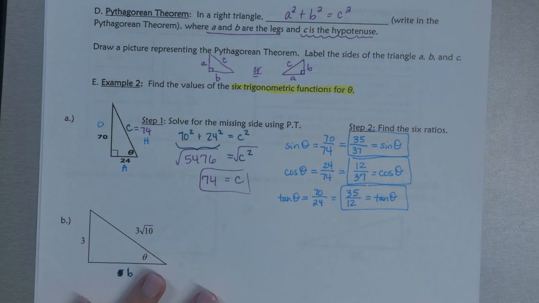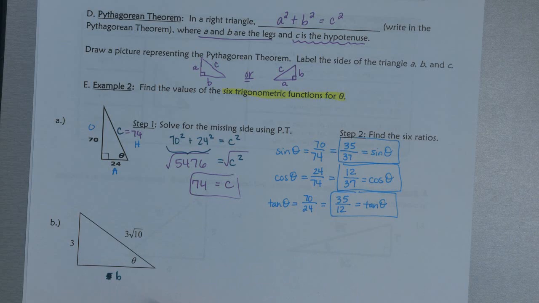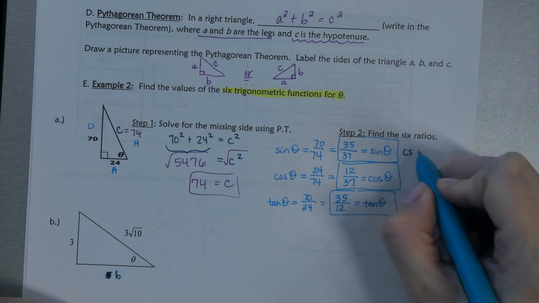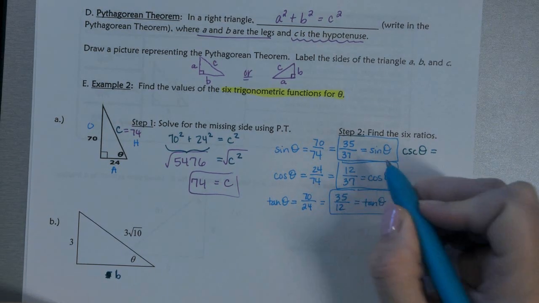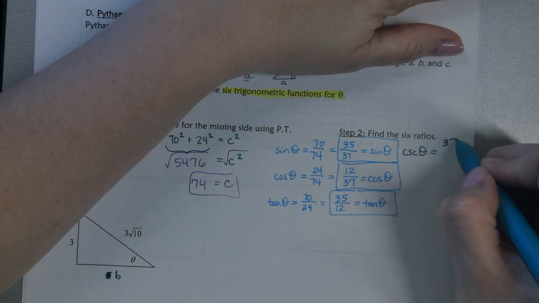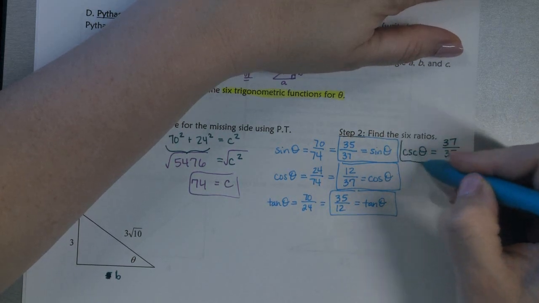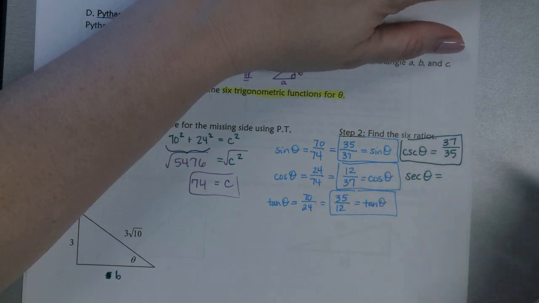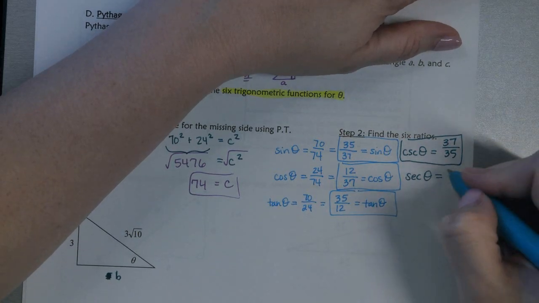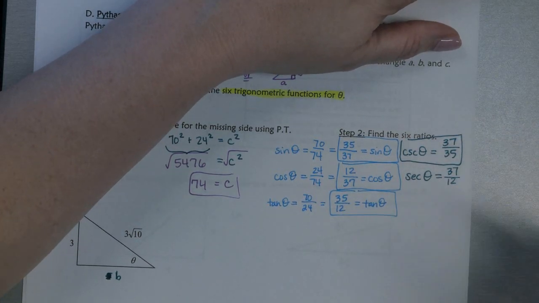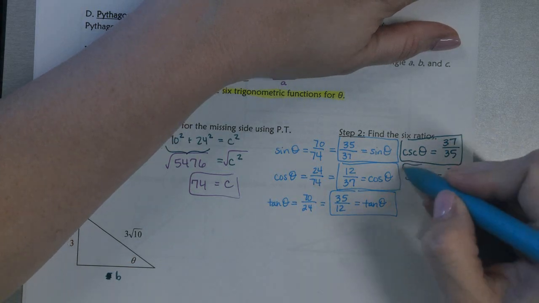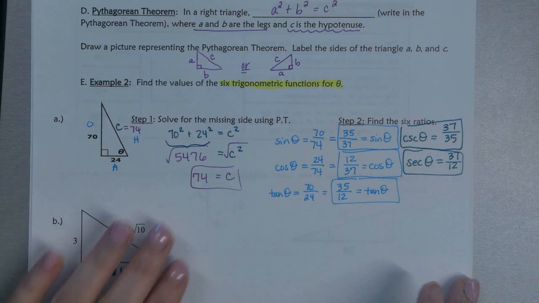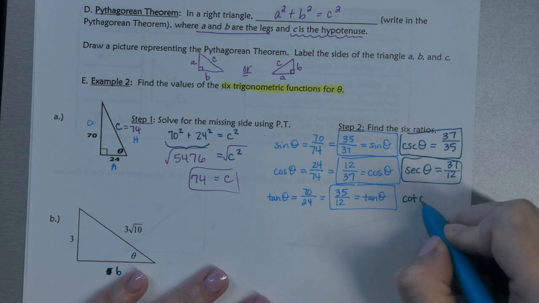Now we talked about the other 6 ratios being reciprocals. Once you've reduced them, now you can find the cosecant, which is the reciprocal of sine. So this would just be 37 over 35. And then the next one is the secant. What would that one be? 37 over 12. And then what is the cotangent of theta?